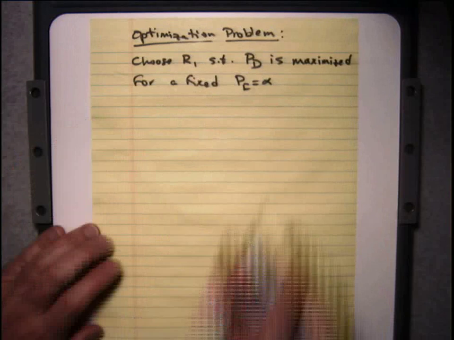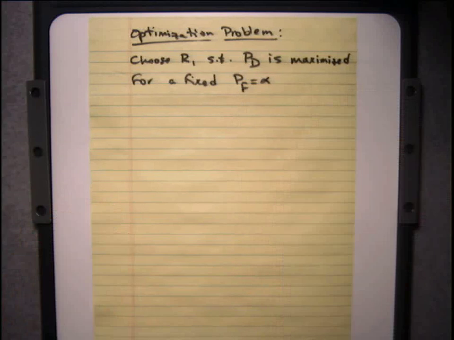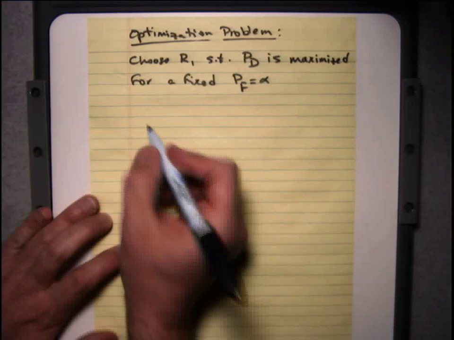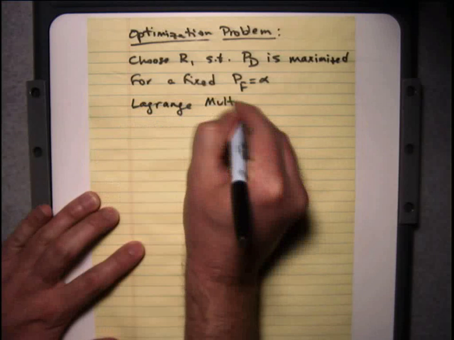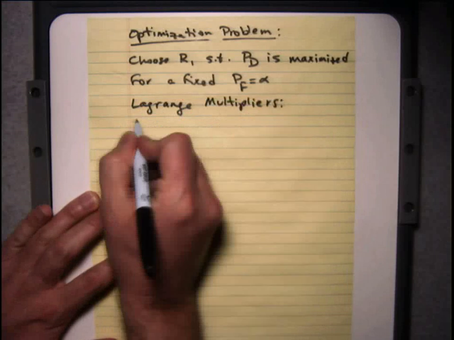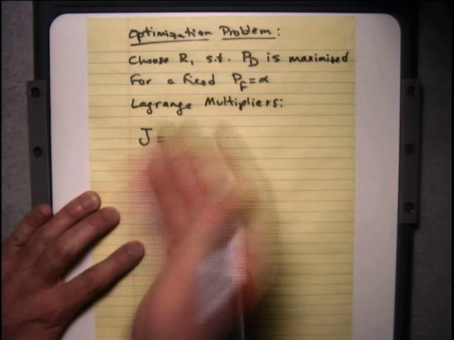Now how do we do constrained optimization? The most general way to do this is using Lagrange multipliers. Lagrange multipliers are something that you should know from your earlier studies, but if not, this should count as a little bit of a review. So the way it works is we define a cost function J. This is an aggregate cost function.